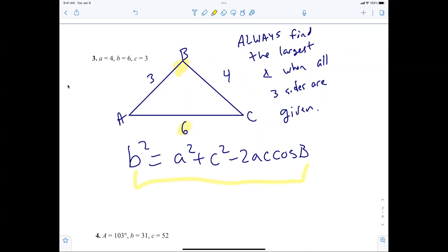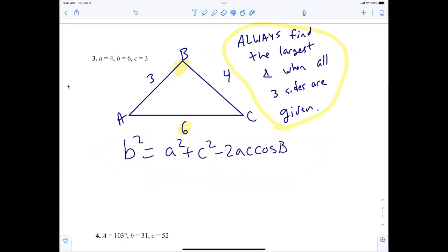Anybody have any questions with that? Sebastian, you have a question? Yeah, so how do you know when to put A, B, or AC? I just told you. What is this note right here? Always find the largest angle when all 3 sides are given. So are the A and C the 2 smaller angles? Yes. When you take your pre-calculus class, they will explain to you why.